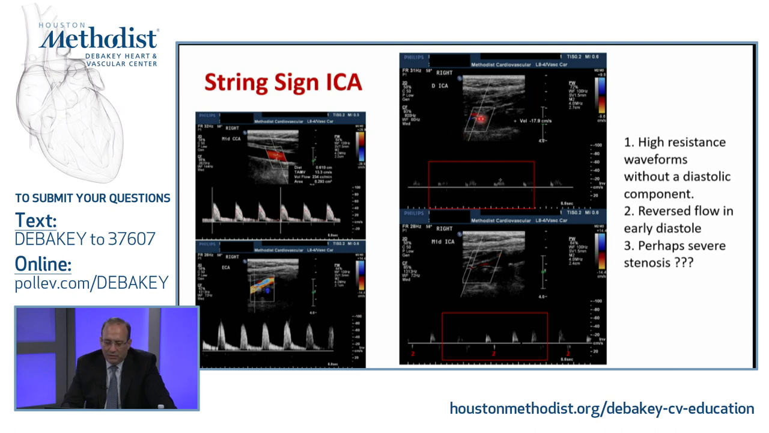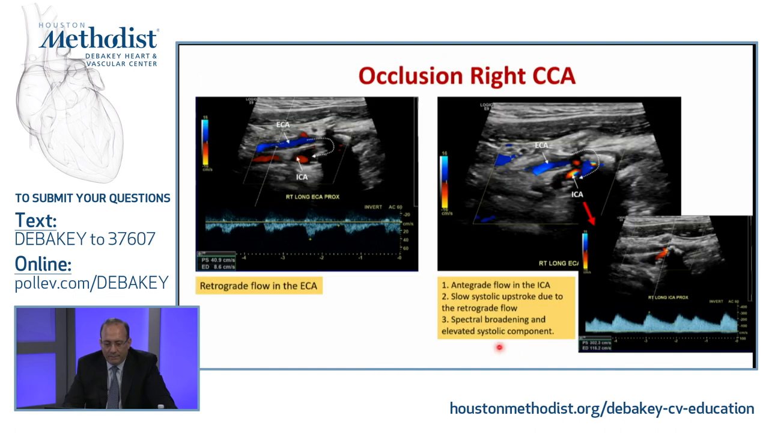But look at this internal carotid artery. You don't see any diastolic component. There's just this sort of systolic component of waveform that we see. What we see here is a brisk peak systolic peak, return to baseline, and almost a reversal. That's almost like a reversal of flow at the end of systole or the beginning of diastole, and there's hardly any diastolic component. So this is almost a string sign within the internal carotid artery.